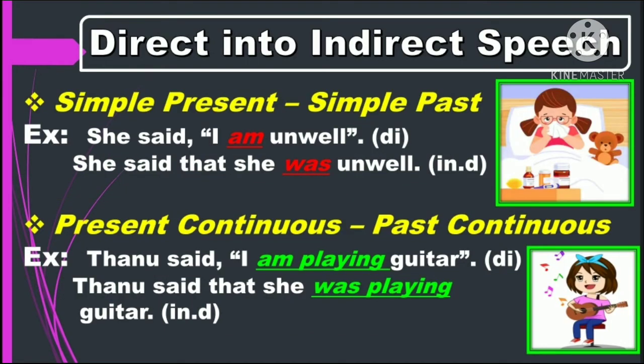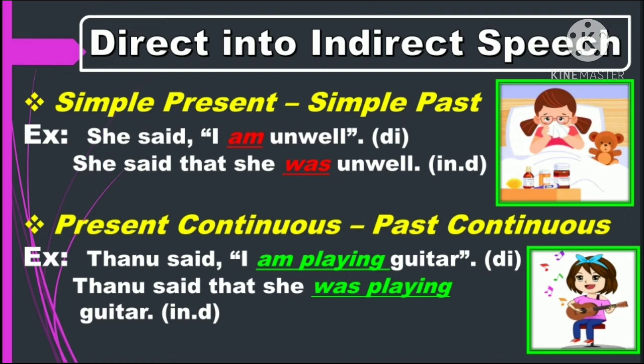Let's see the tenses one by one, how they change from direct into indirect speech. So, the first one is simple present. If we have simple present, when we change from direct into indirect, it will come as simple past. Look at the example. She said, "I am unwell." This is direct speech. So when it goes to indirect speech, it changes to: She said that she was unwell.